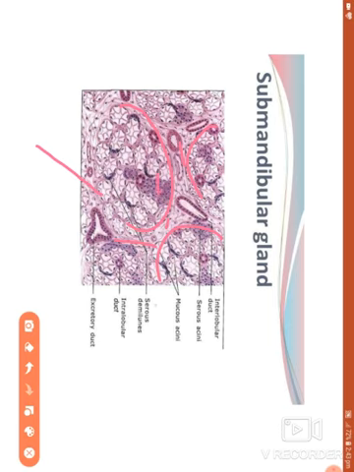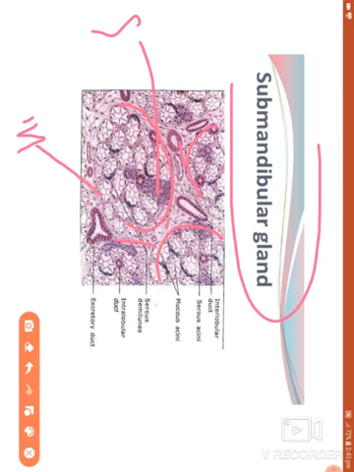This is serous, which takes stain. This is serous acini, and this is mucous acini. So the submandibular gland is a mixed salivary gland. It consists of both serous and mucous acini. Additional to that, see the serous demilunes: over the mucous acini there is a cap of serous cells.